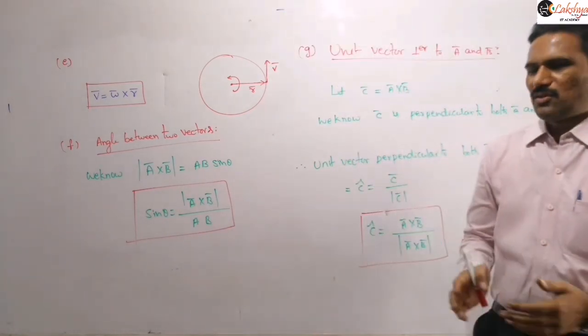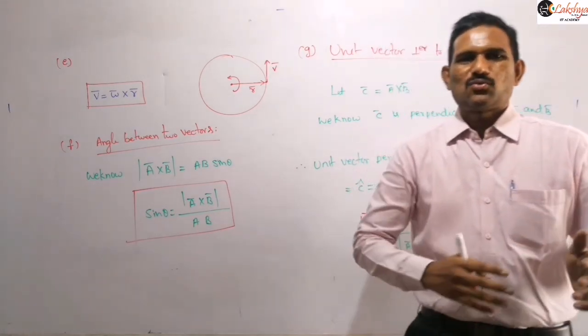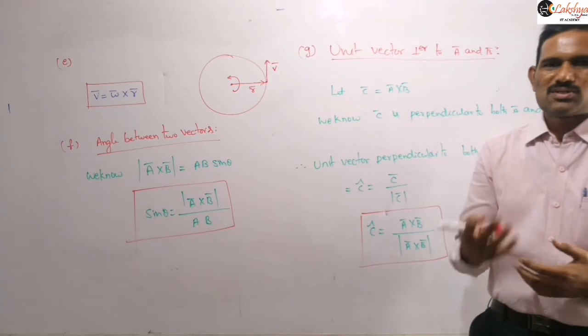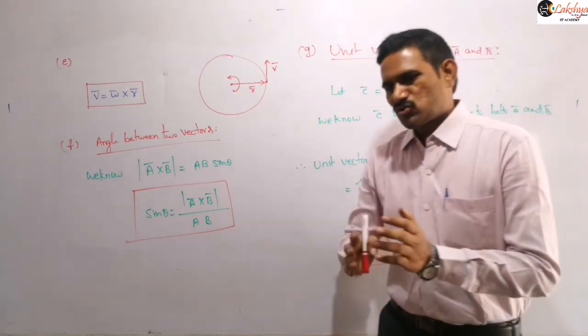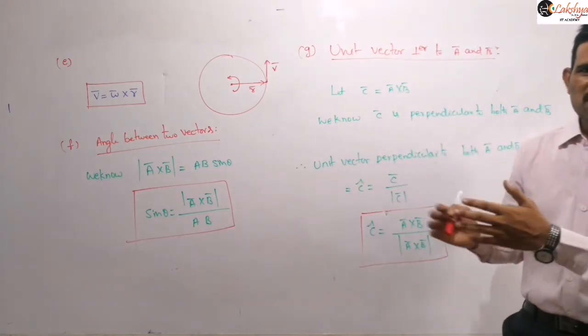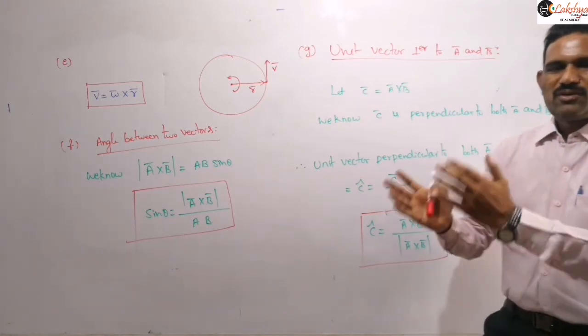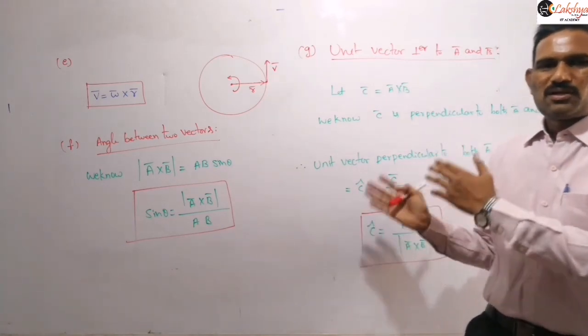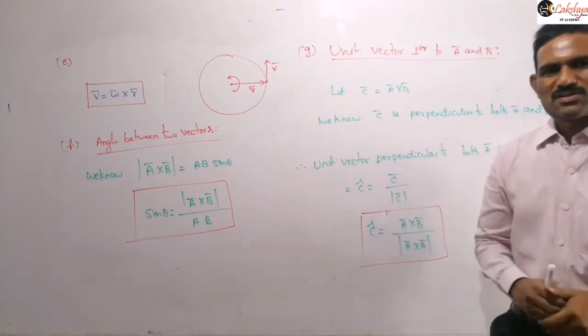Now, there will be some problems on finding torque and angular momentum just by using the cross product formula, and more problems will be there based on that in the rotational mechanics topic. So here, problems will be there based on applications of the cross product, and we just need to apply those formulas. R bar cross F bar gives the torque, and R bar cross momentum P bar gives the angular momentum.